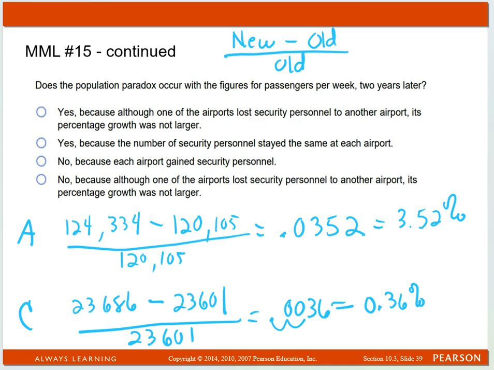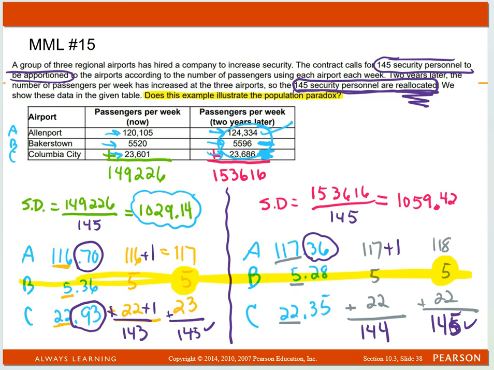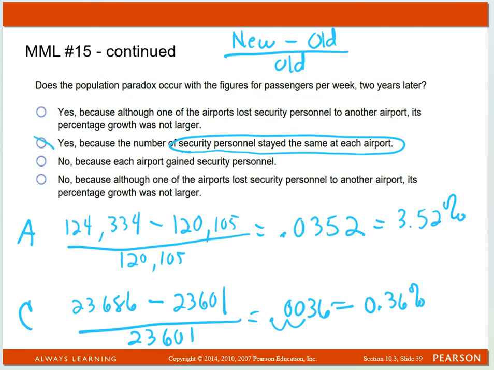It said security personnel stayed the same at each airport. No, go back and look at it. They didn't stay the same. This one started at 117 and went up to 118. This started at 23 and went down to 22. So there was definitely a change, so it cannot be this one.